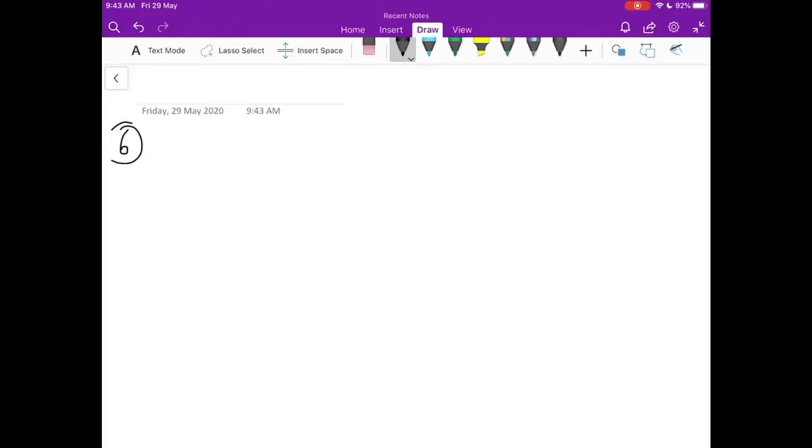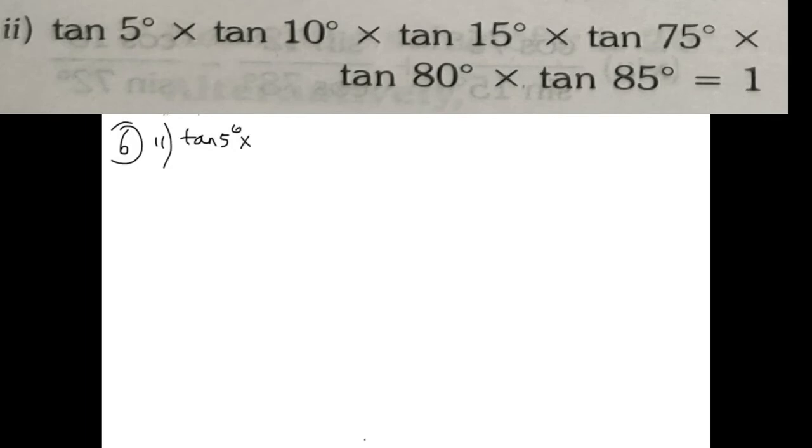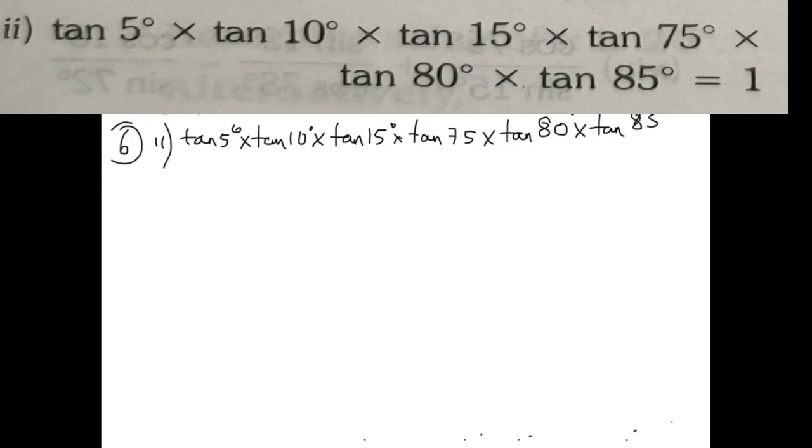Now in question number 6 there is a lot of number multiplication. Prove that, okay, let me take second question, question number 2. Prove that tan 5 degree into tan 10 degree into tan 15 degree, then into tan 75 degree, into tan 80 degree, then into tan 85 degree, and you have to prove that all these values are equal to 1.